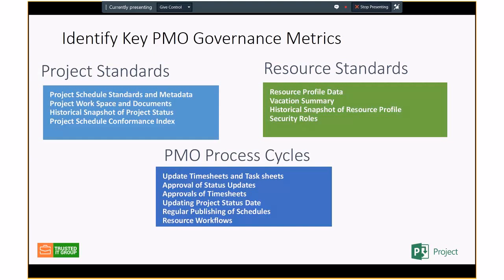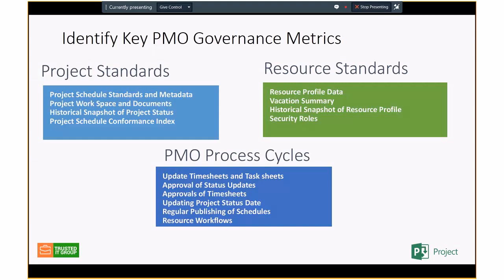Then we have resource standards. So in Project we have an enterprise resource pool. There should be standards set for those and validated to make sure that they're kept properly. In some PMOs, anybody can update the resource pool, and in others, only one or two people can update it. So if you're in a PMO where many people can update the resource pool, which is fine, you need to monitor to make sure everybody's managing those resource pools properly.